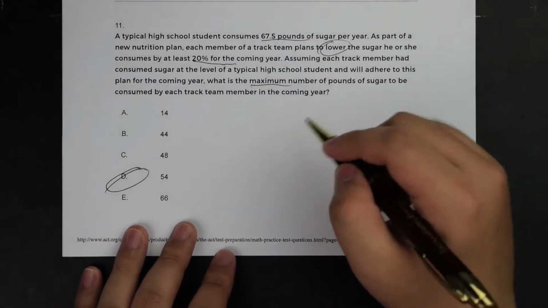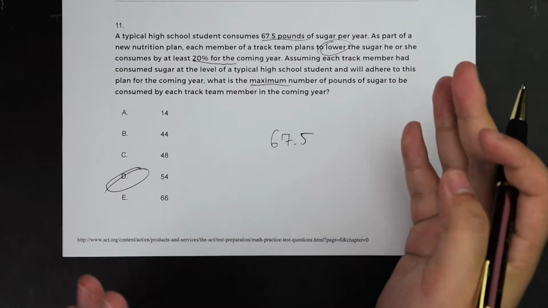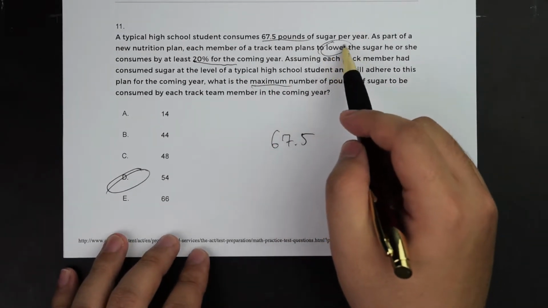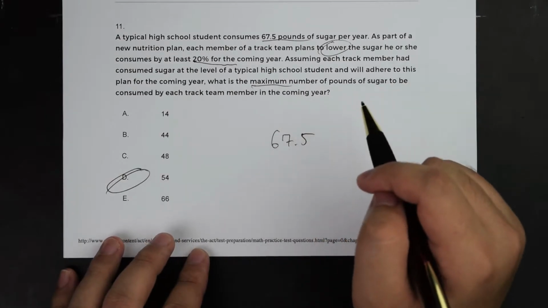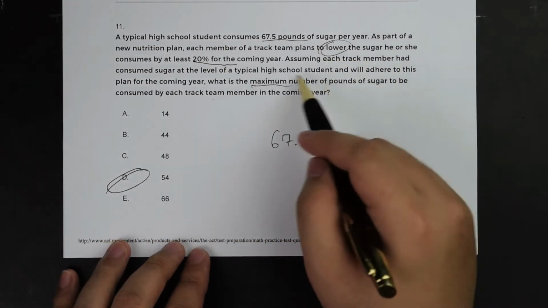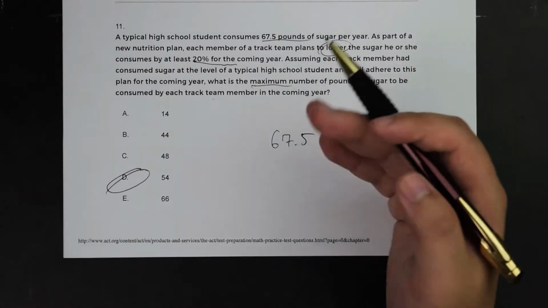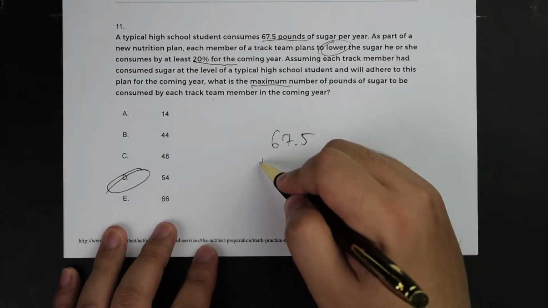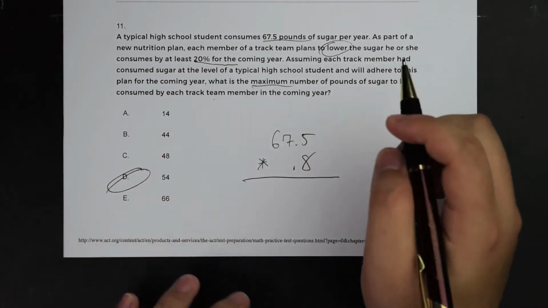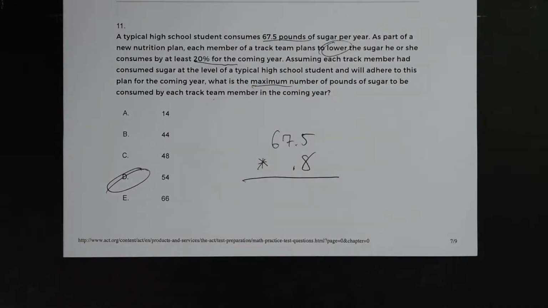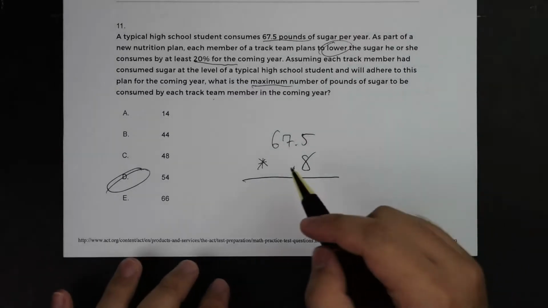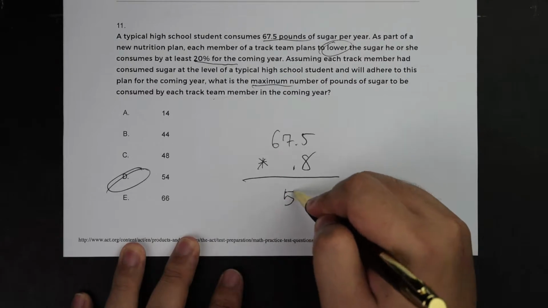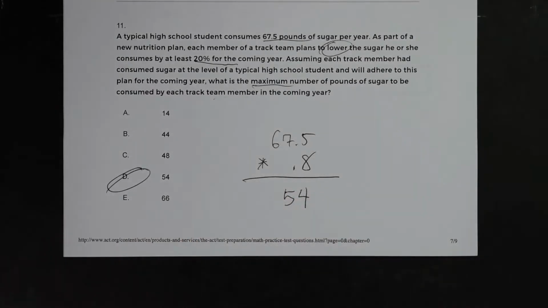This word problem basically mentions that every student generally consumes around 67.5 and that generally they need to lower their sugar amount by 20%. Eventually, what they mention is that there's a maximum number of pounds that they need for these track members for the following year to meet that standard, that they need to drop 20%. That means they only need 0.8, or 80%, of the amount, because if it's dropped by 20%, that means it's 80% of the total that's left over. And thus on the calculator, I punched in 67.5 times 0.8, and my final answer for number 11 will be 54, thus it is D.